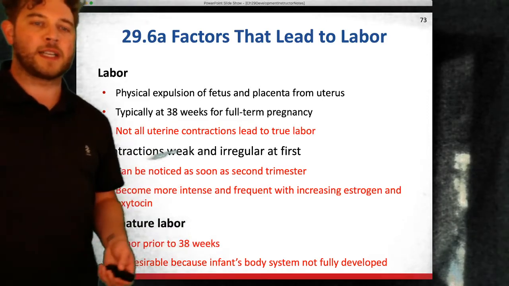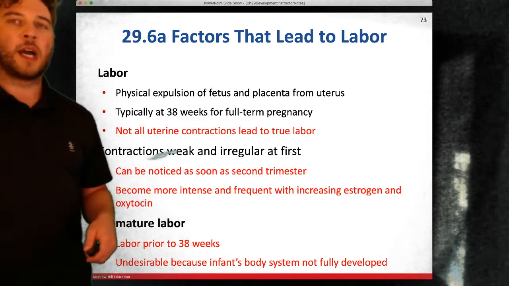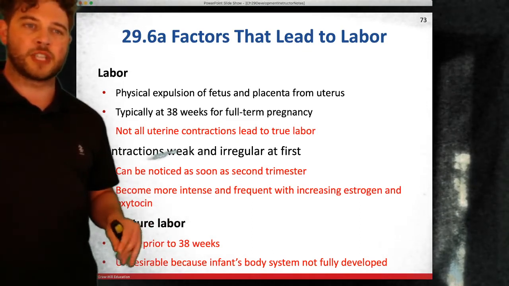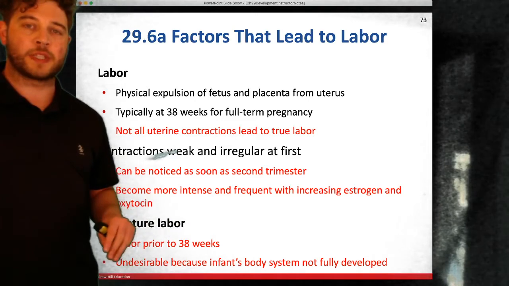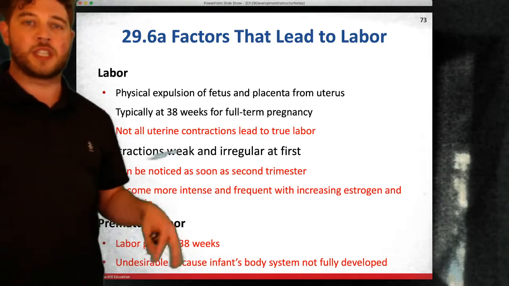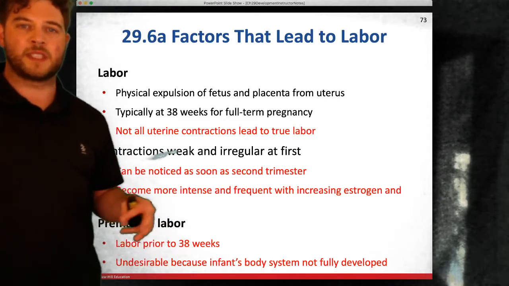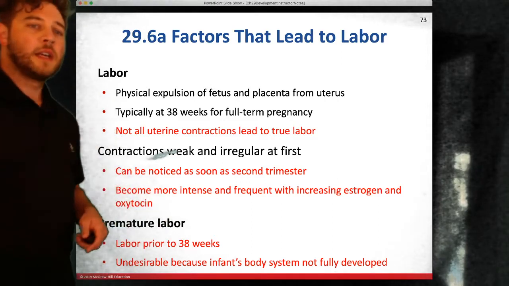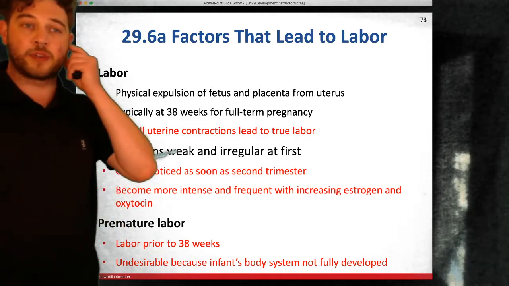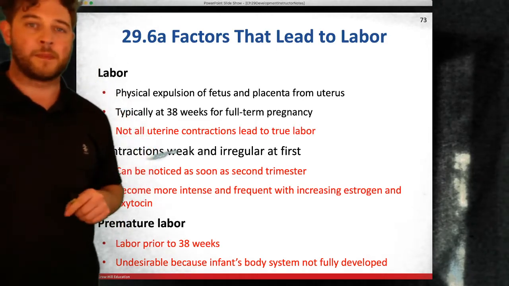Undesirable because the infant's body systems are not fully developed. From what I've heard and from what I've seen, viable is usually about 23 weeks, the earliest that most fetuses can be viable. My cousin works in the NICU, and so she sees a lot of babies at 24, 25 weeks. So earlier than that, any kind of premature labor or premature birth has its risks for sure.